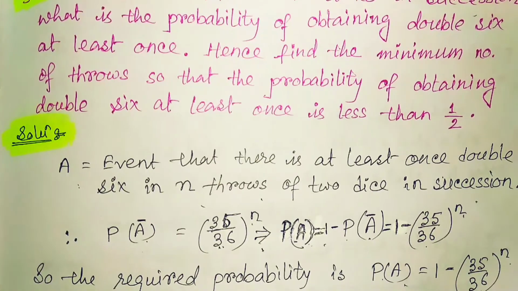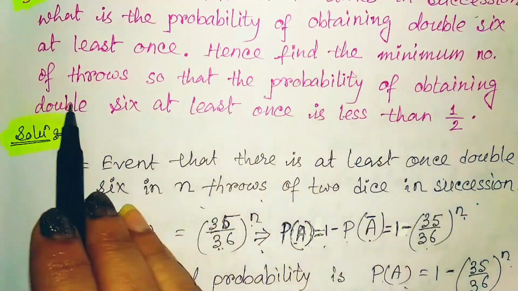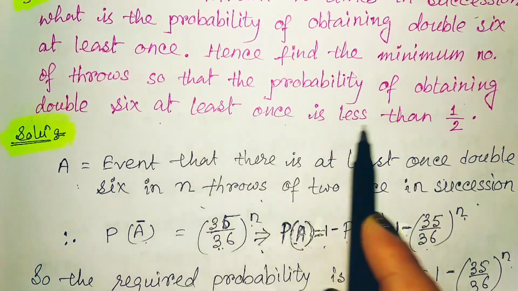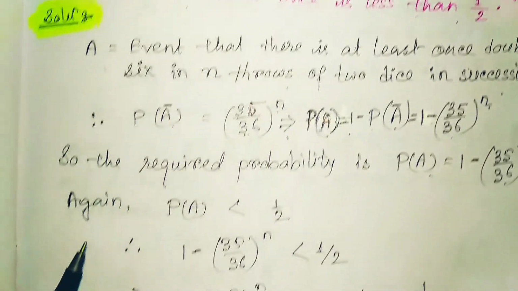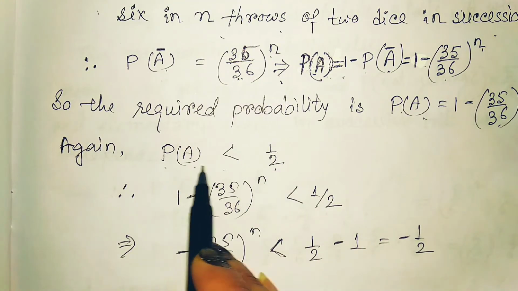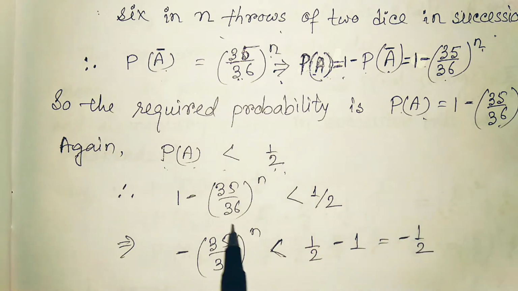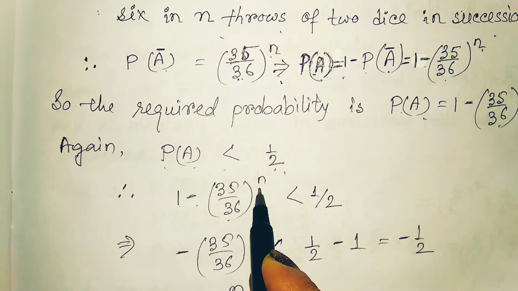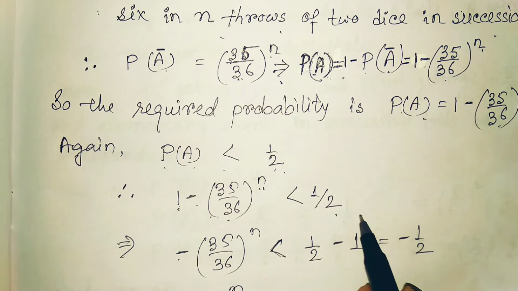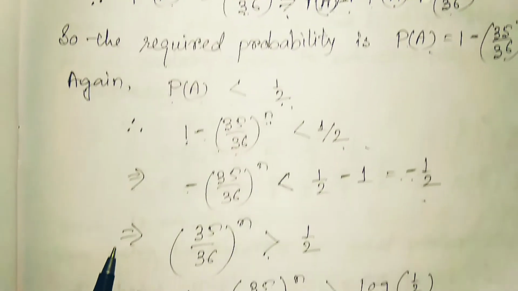Now it is given in the question to find the minimum number of throws so that the probability of obtaining double 6 at least once is more than half. Now our requirement is to make this probability greater than half. That is, probability of A greater than half, and we know P(A) is 1 minus (35/36)^n, so that is greater than half. So if we simplify, we get minus (35/36)^n, and taking 1 to this side it is minus half. So minus minus cancel, and the inequality sign will change.